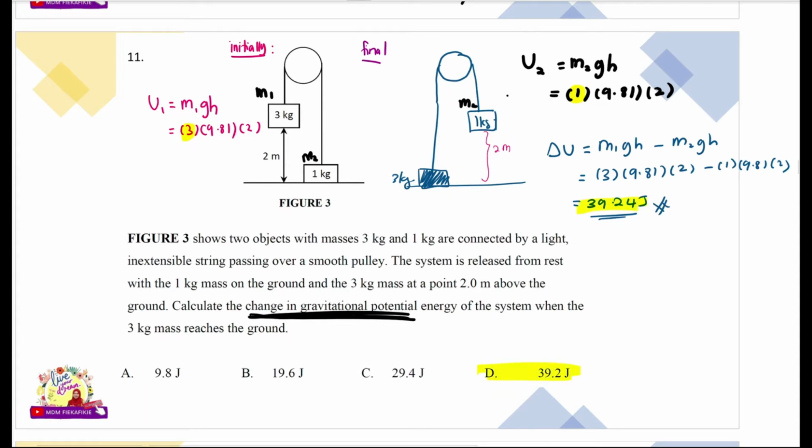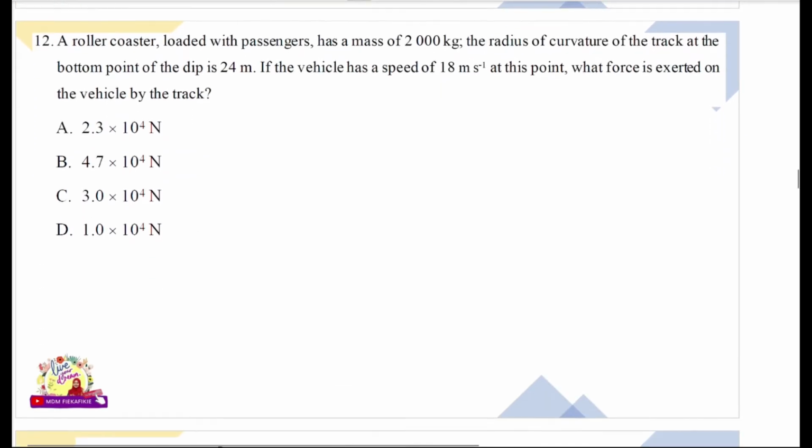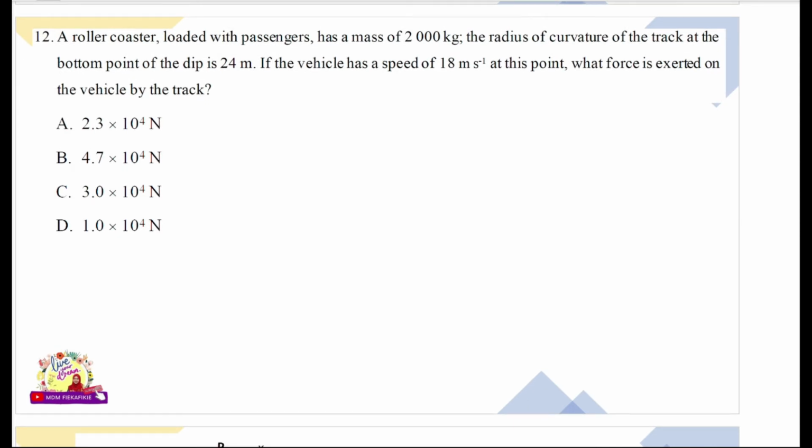Okay, next question, question 12. So let's try. Look at this is from chapter 6, circular motion. Okay, so we have a roller coaster that loaded with passengers, alright, has a mass of 2000 kg. So the radius of curvature of the track at the bottom. So this is the position of the roller coaster, which is at the bottom of the dip, is 24 meter. So given that the radius, so let's say this is the circle. Okay, this is the roller coaster track.